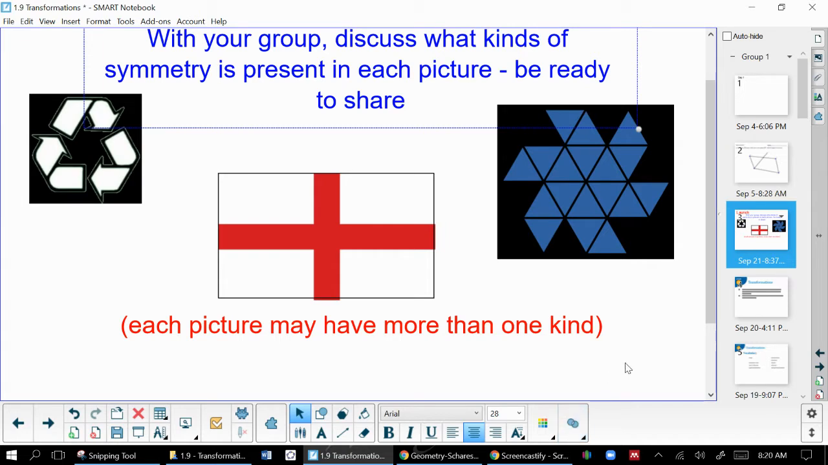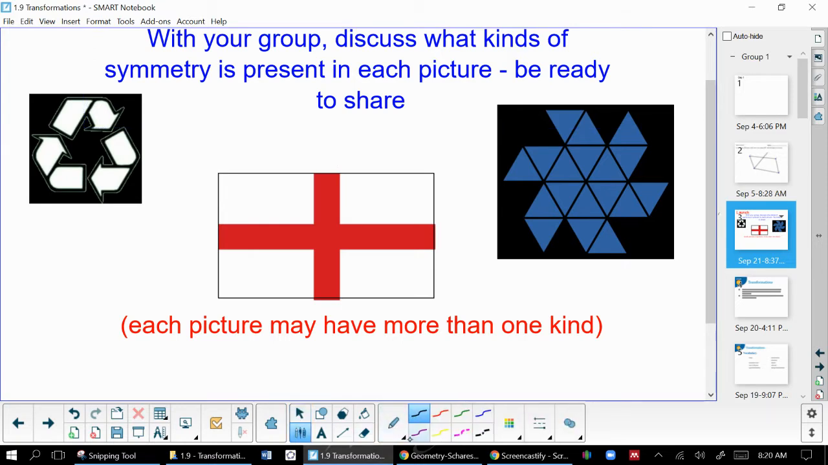Okay, so there's a lot of different types of symmetry on here. A lot of people start with the flag. The flag has reflective symmetry. So if I were to take a line, we call this the line of symmetry, right down the middle, if I folded that flag over, it would match up exactly that way. And I could also fold it like this, top to bottom, and it would match up that way.